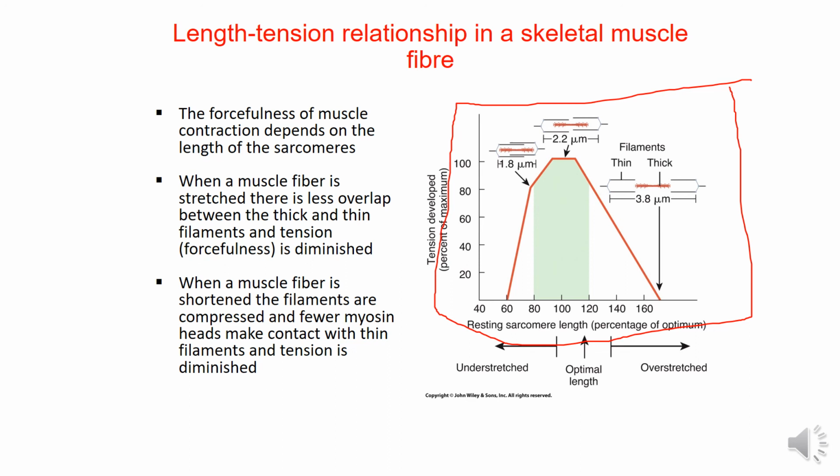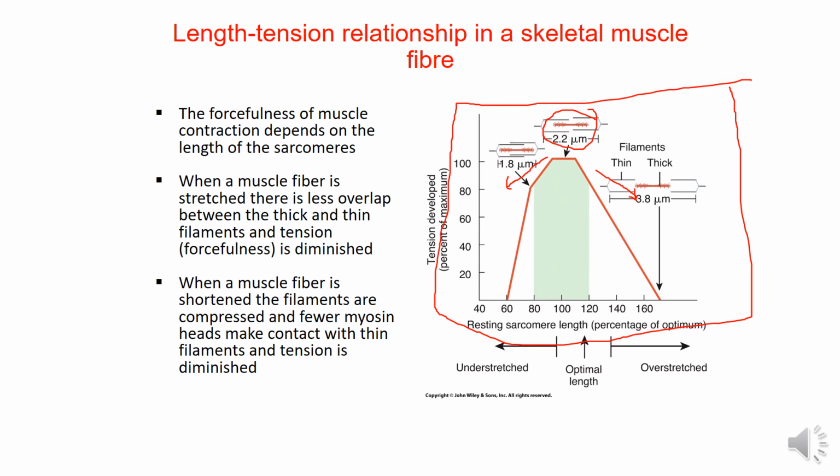So why do we have the maximum tension with the optimum length of the sarcomere, 2.2 micrometer? We have the maximum binding between actin and myosin, the maximum binding between the head of myosin and the binding sites of actin. As we change the sarcomere length, by decrease or by increase, the tension goes down. Why? You decrease the binding between actin and myosin. That is the length tension relationship.